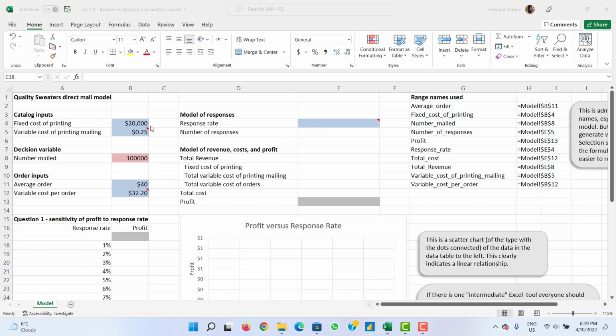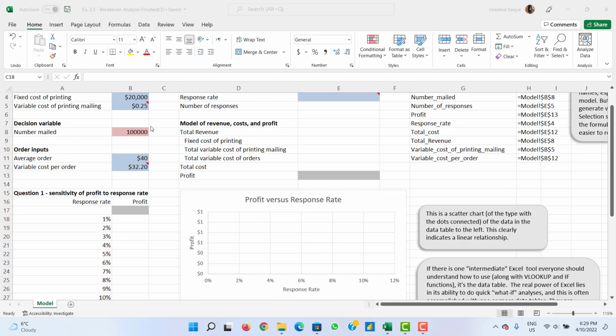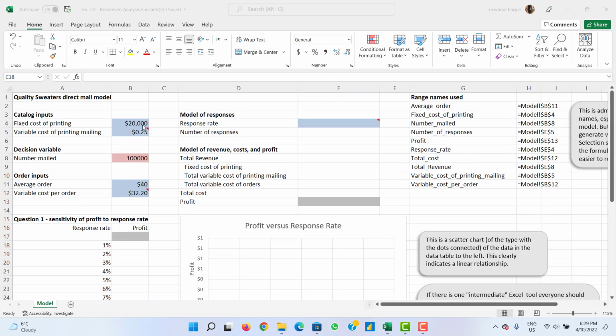So today I will show you how the response rate contributes to your total revenue. Suppose you have a quality sweater factory and you are right now sending your mail randomly to your customers by post and hoping that someone will give an order from your factory.